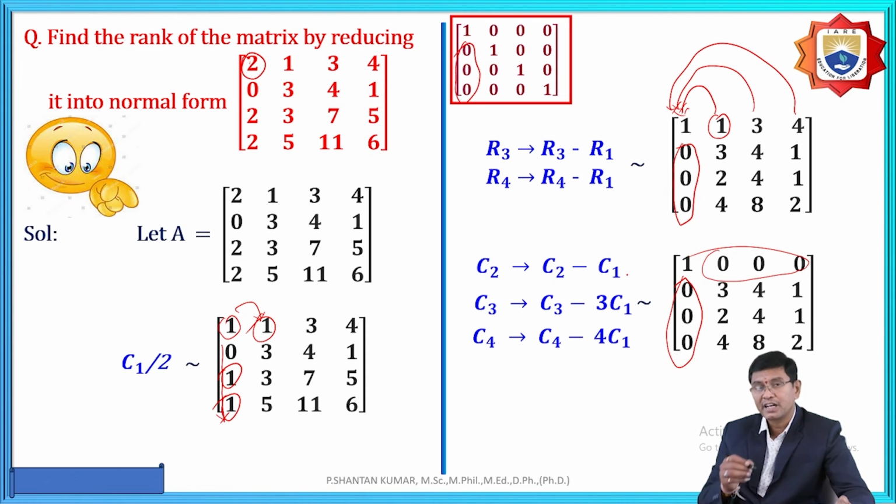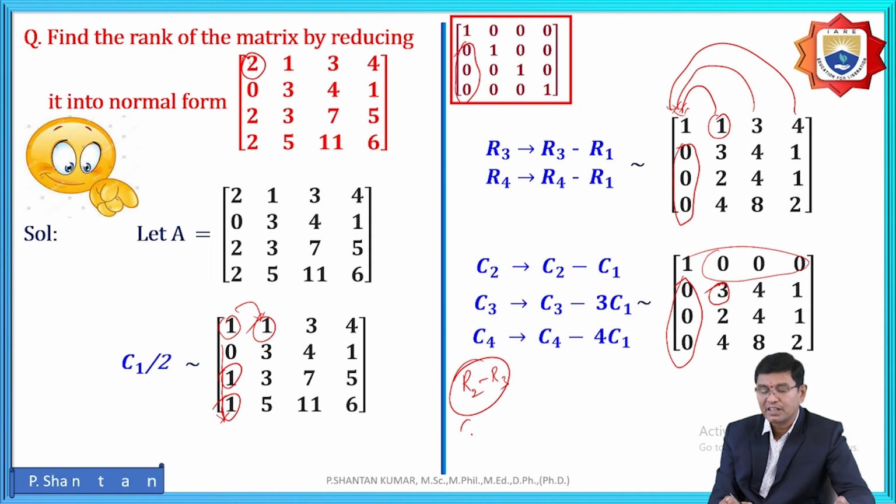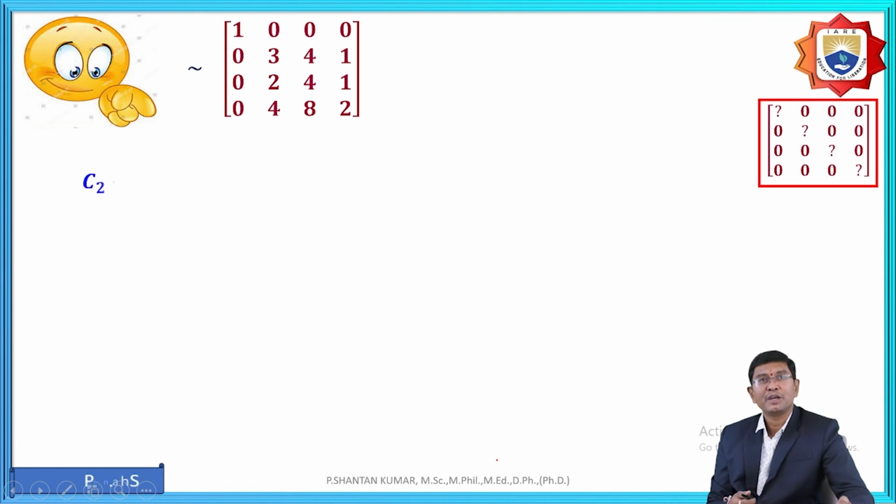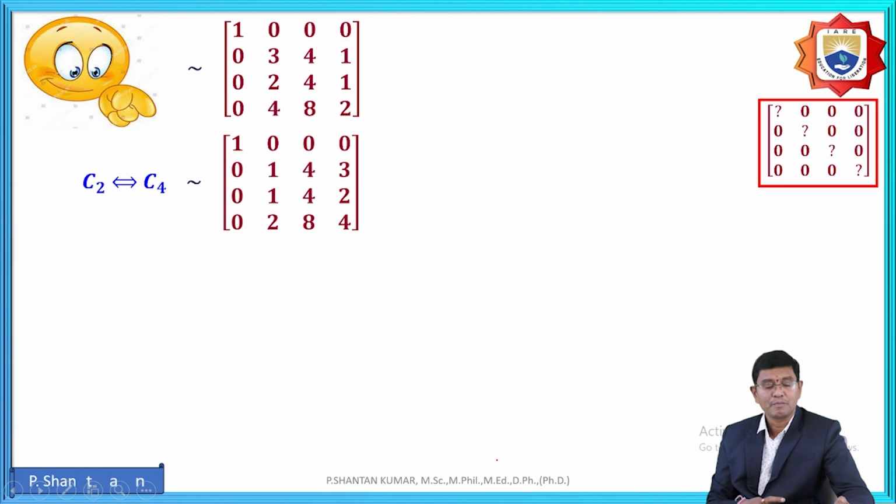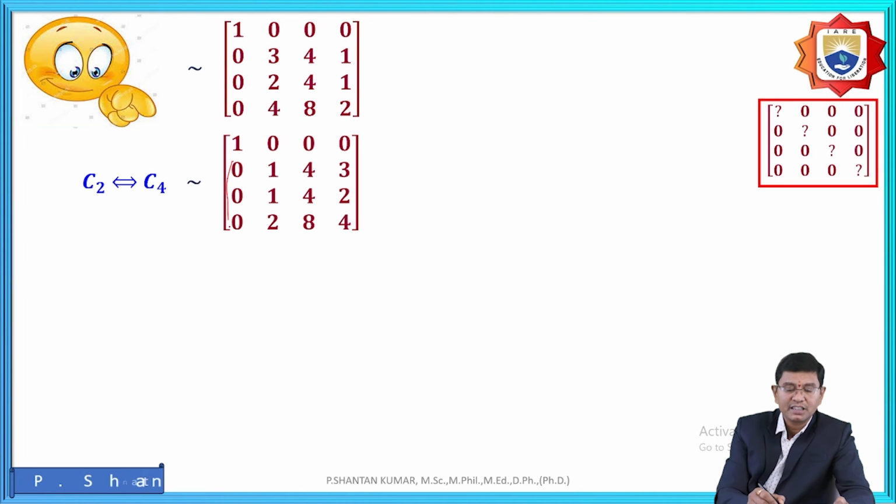Next, our target is that the diagonal elements should be 1s, so we need to reduce this to 1. Here also there are many options. One is R2 minus R3 to get the value one, and another option is C2 interchange C4. Based upon this, I am going to apply C2 interchange C4, and we obtain this matrix. Now again we obtain 0 here, and this term is also 0.